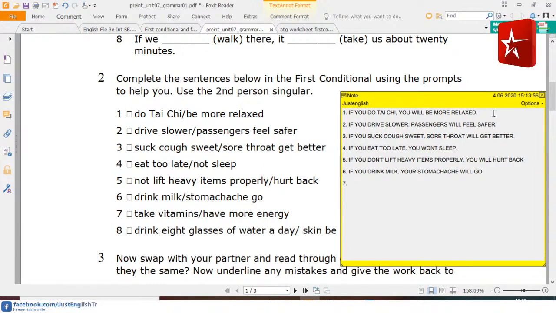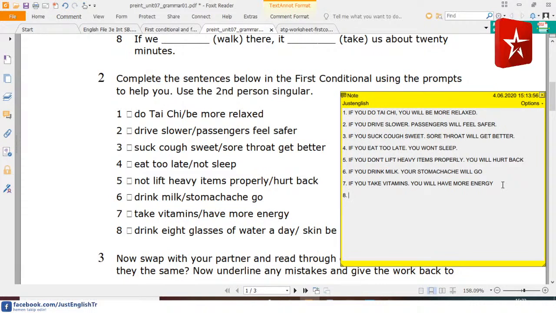Take vitamins, have more energy. Yes, if you take vitamins, you will have more energy. Gulsafat, Kadir, and Tiko wrote the correct answer for number 7. If you take vitamins, you will have more energy. You will be energetic, guys. Number 8, the last one.